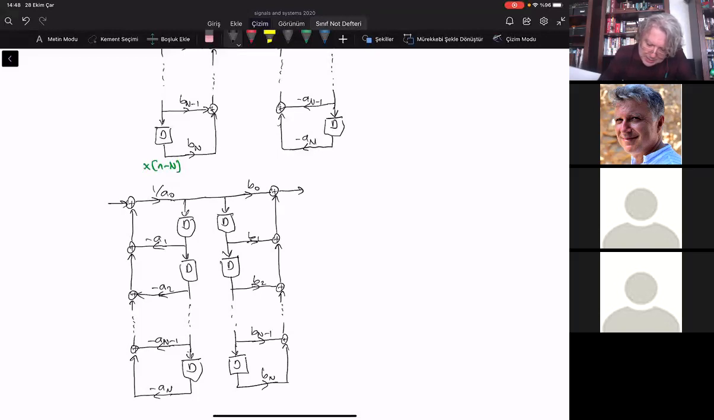And I am claiming that if the input of the system is x of n, then the output will be y of n. So I just swapped their places. Then what am I going to do?